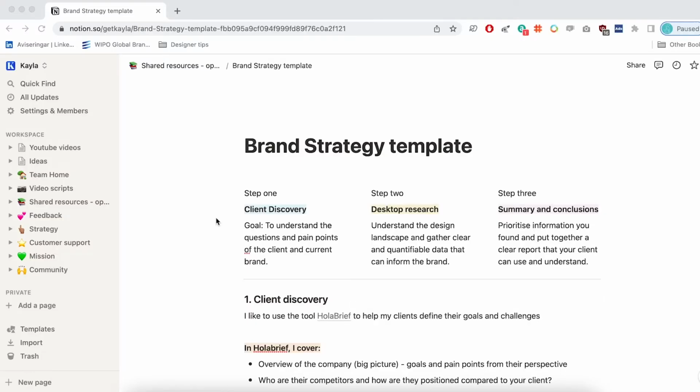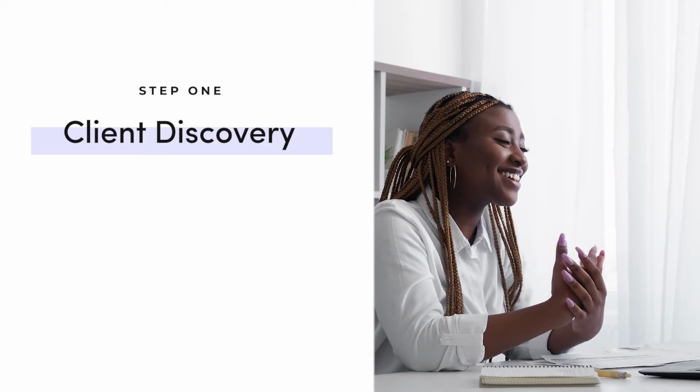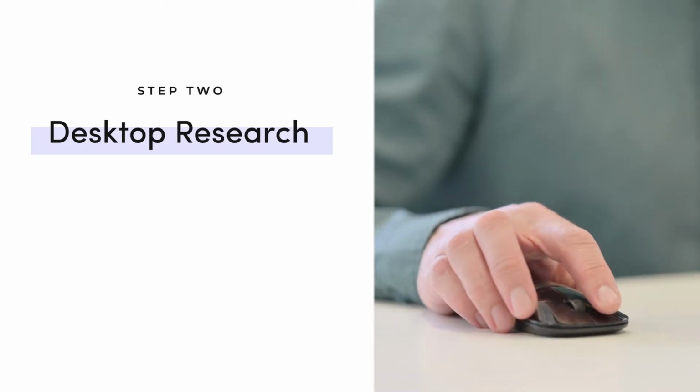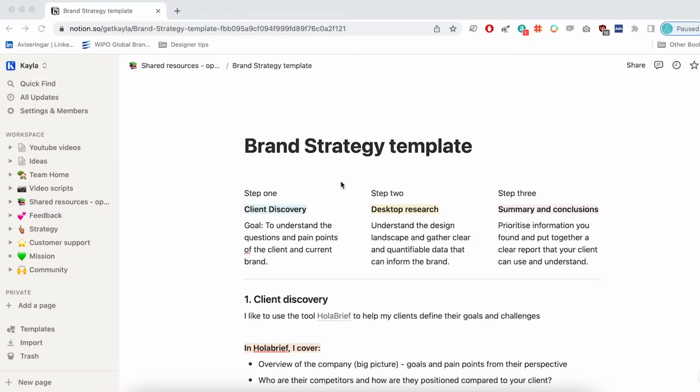Okay, so we're starting off in the brand strategy template document in Notion, and as I mentioned, you can always go and just grab that from the description. Here we first have a look at the 3 steps. The very first step is client discovery, because your client has so much information that they're sitting on. They know a ton about their customers, their products, their competitors, and they also have a vision for their business. I'll go more into each of these 3 steps, but first I'll just show you what they are. The second one is desktop research, and here we're really trying to understand the landscape and gather clear and quantifiable data. So basically anything that can inform the brand, and I'll go into details for this as well.